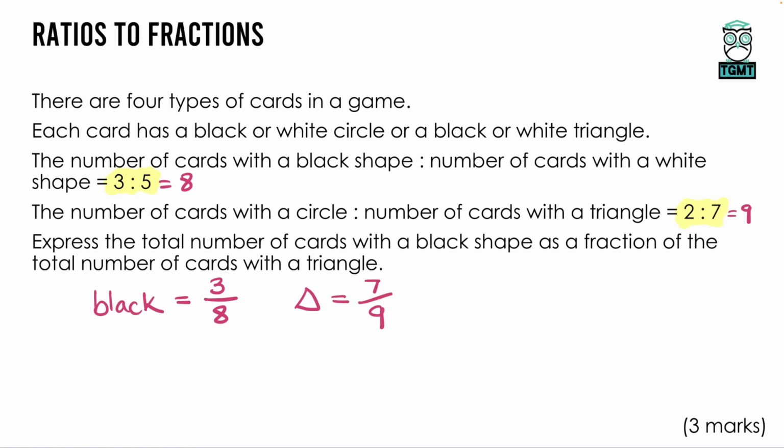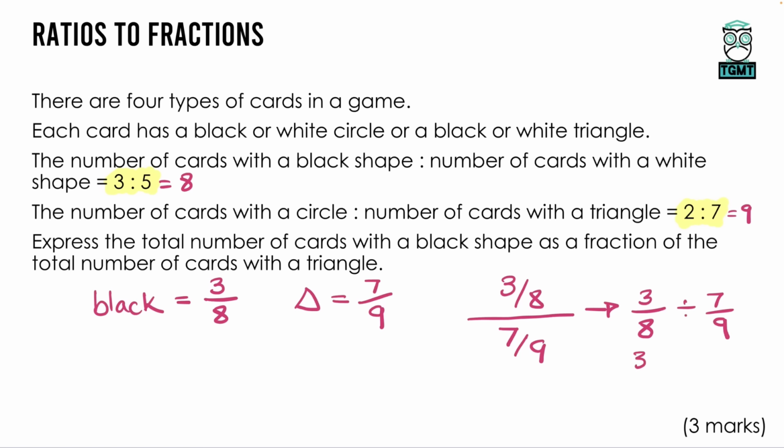Now it's a little bit strange, because we are dealing with fractions and it wants us to express the total as a fraction. So the total number of cards with a black shape is 3 out of 8. And if we express that as a fraction out of the total number of cards with a triangle, which is 7 out of 9, we kind of break a rule here. We have fractions within fractions. If we ever have a scenario like this, that fraction line means a divide. So actually what we have is 3 over 8 divided by 7 over 9, and it doesn't need to be written as a fraction. So we are now actually just dividing fractions.